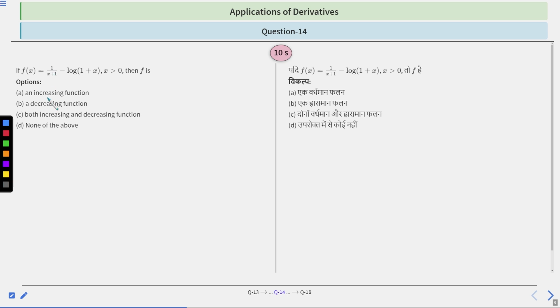So the hint of this question is fx is given in terms of x. So we will find f dash x, right? We will find f dash x and check whether the f dash x is greater than 0 or less than 0 or none of these, right? So in this way we can say that the function is increasing, decreasing, or which condition it is satisfying, right? So again, you have 10 seconds to solve this question. After 10 seconds, we will discuss the solution.